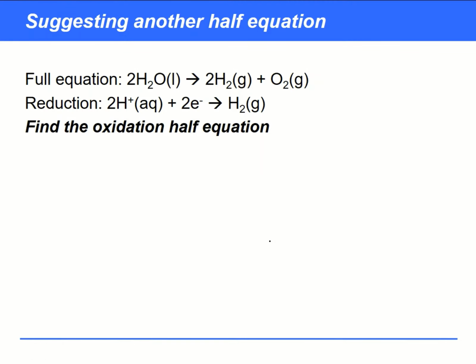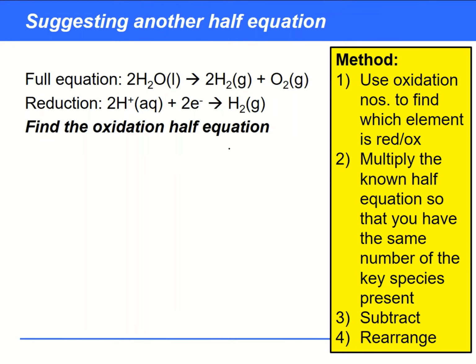So the first is what you're going to do if you have to suggest a second half equation for a process. So here I've got a full equation and the reduction half equation, and I'm supposed to be finding the half equation for oxidation. In this case, the method I would suggest you use is basically a method of subtraction. But there is a little bit of care that we need to have. We can't just do the full minus the reduction, otherwise we might end up with problems, and I'll try to show you why in a second.